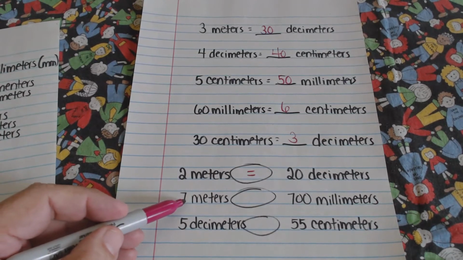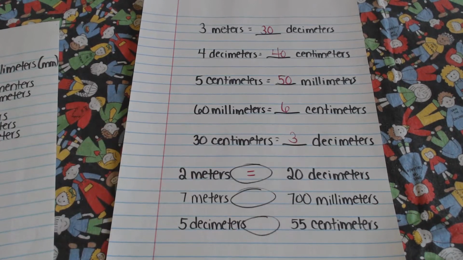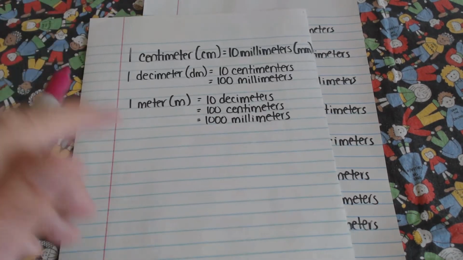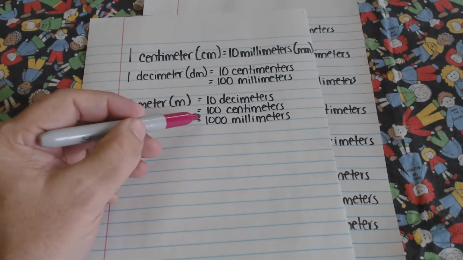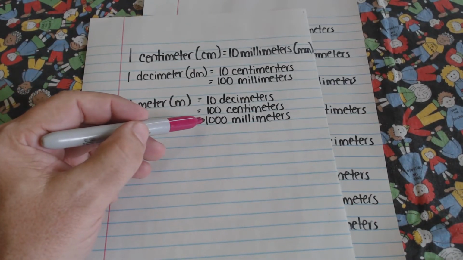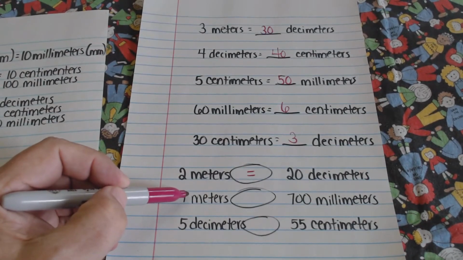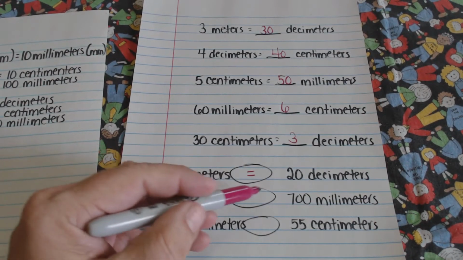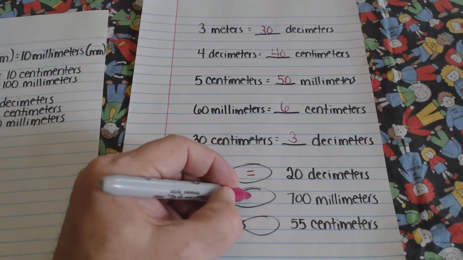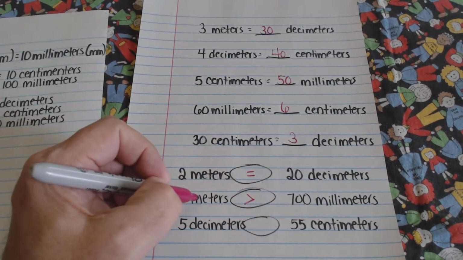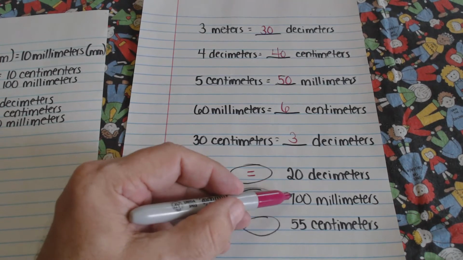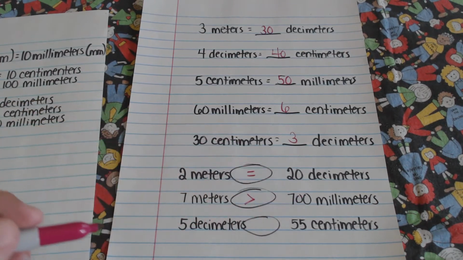What about 7 meters and 700 millimeters? Well, 1 meter is 1,000 millimeters. So 7 meters would be 7,000 millimeters, which is a lot more than 700 millimeters. So 7 meters is greater than 700 millimeters.